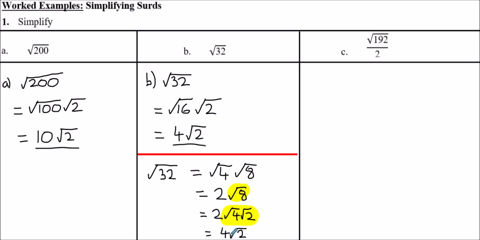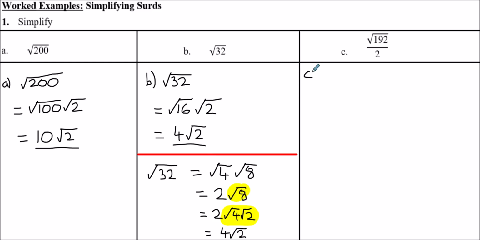So you would eventually end up with the same, but as you can see, by picking a square number that's not the biggest square number, the process just becomes much more drawn out and longer without needing to be. So always be careful to pick the largest square number you can.